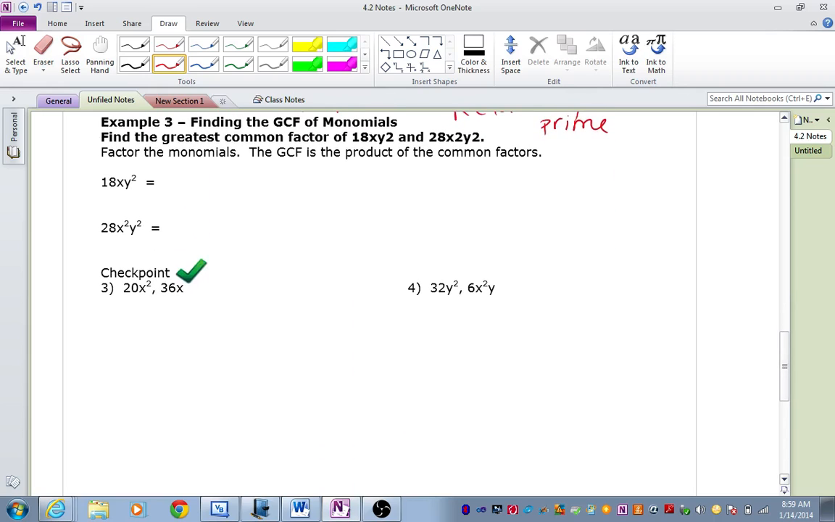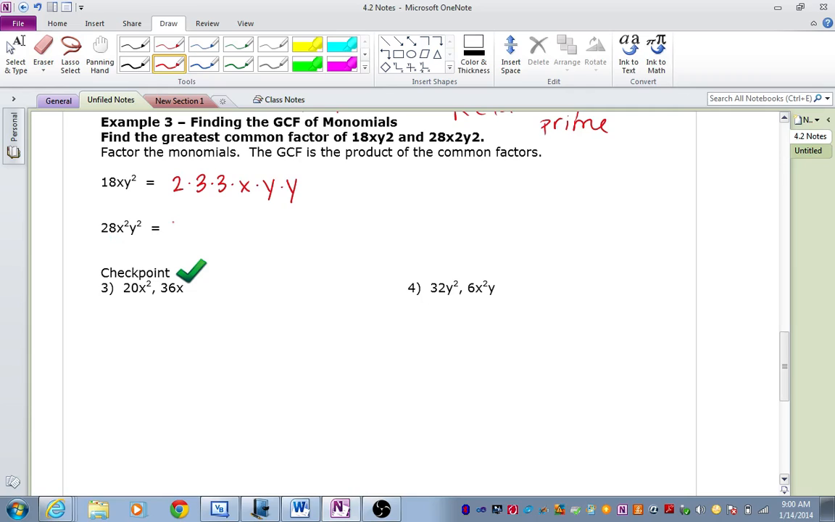Okay, the final thing is finding the GCF of monomials. Actually, I don't know why they are not on my screen, but these are exponents. So 18xy squared and 28x squared y squared, they're okay over here. So the first thing is to factor the monomials, just like we did in the last lesson. So 18 is 2 times 9, 9 is 3 times 3, and then we're going to split up all our variables, sorry. So we have 1x and y squared is 2y's.